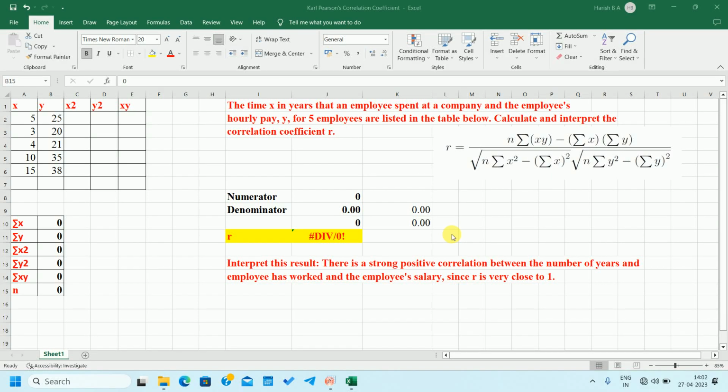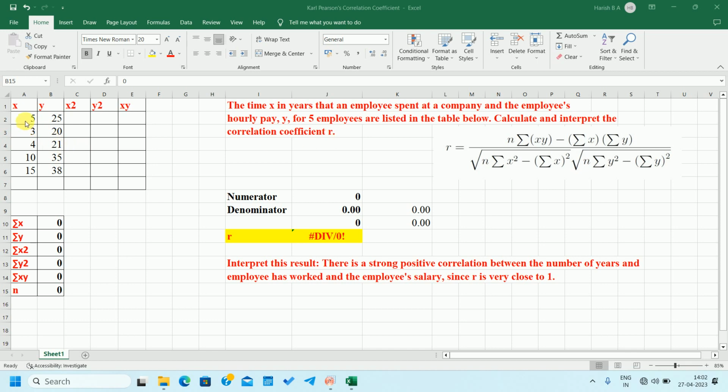Yes, in this video, I will show you how to calculate Karl Pearson's correlation coefficient using MS Excel and Origin. So this is the problem. The time X in years that an employee spent at a company and the employee's hourly pay Y for 5 employees are listed in the table below. Calculate and interpret the correlation coefficient.